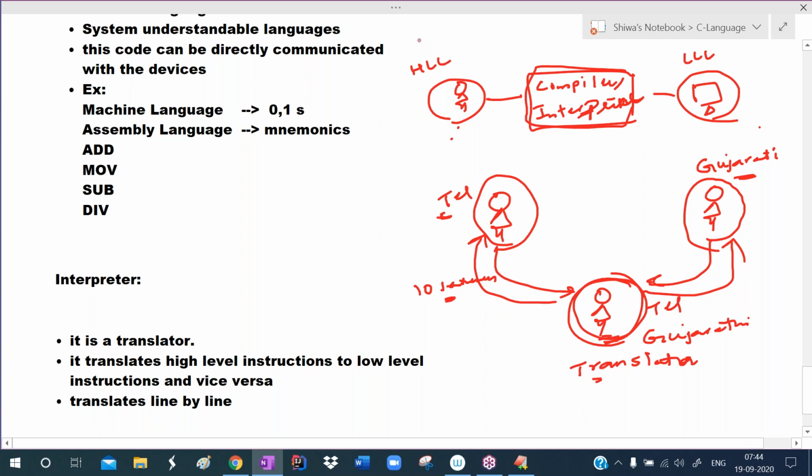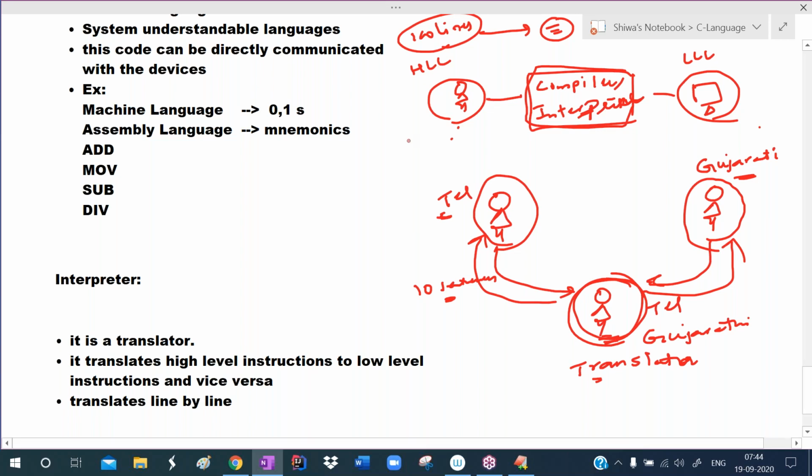Similarly, in our program, if 100 lines are there, these 100 lines of instructions will be translated into low level language at a time. All instructions will be translated at a time. If 1000 instructions are there, those 1000 instructions will be translated at a time. So that is a compiler.